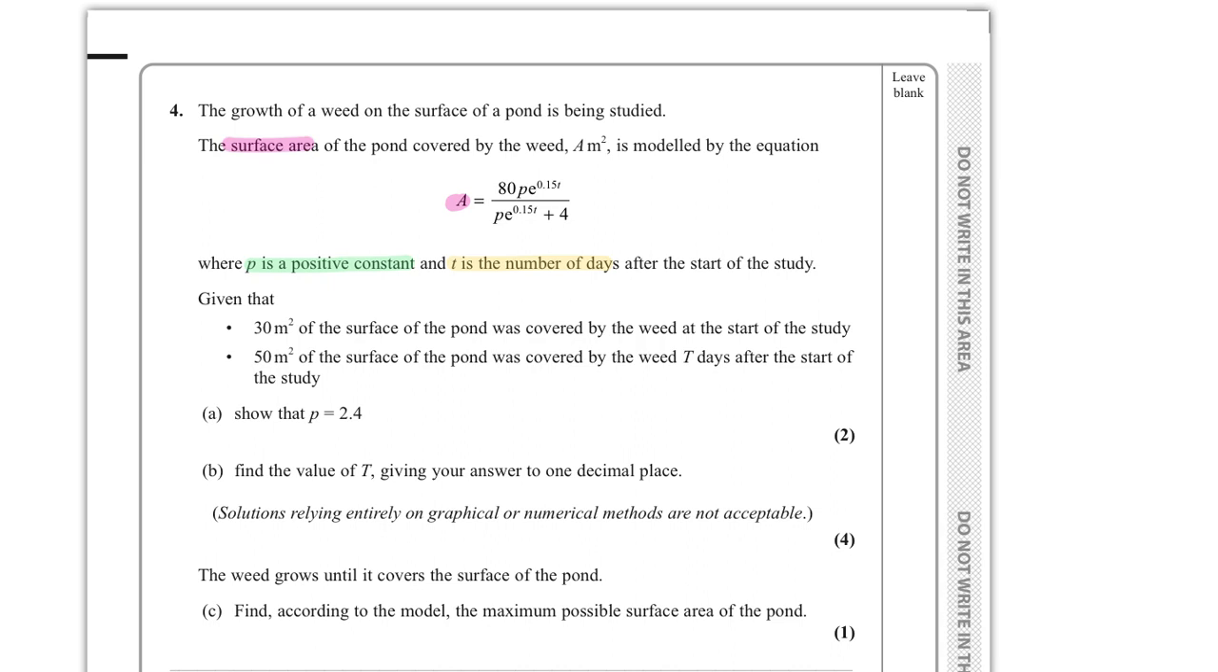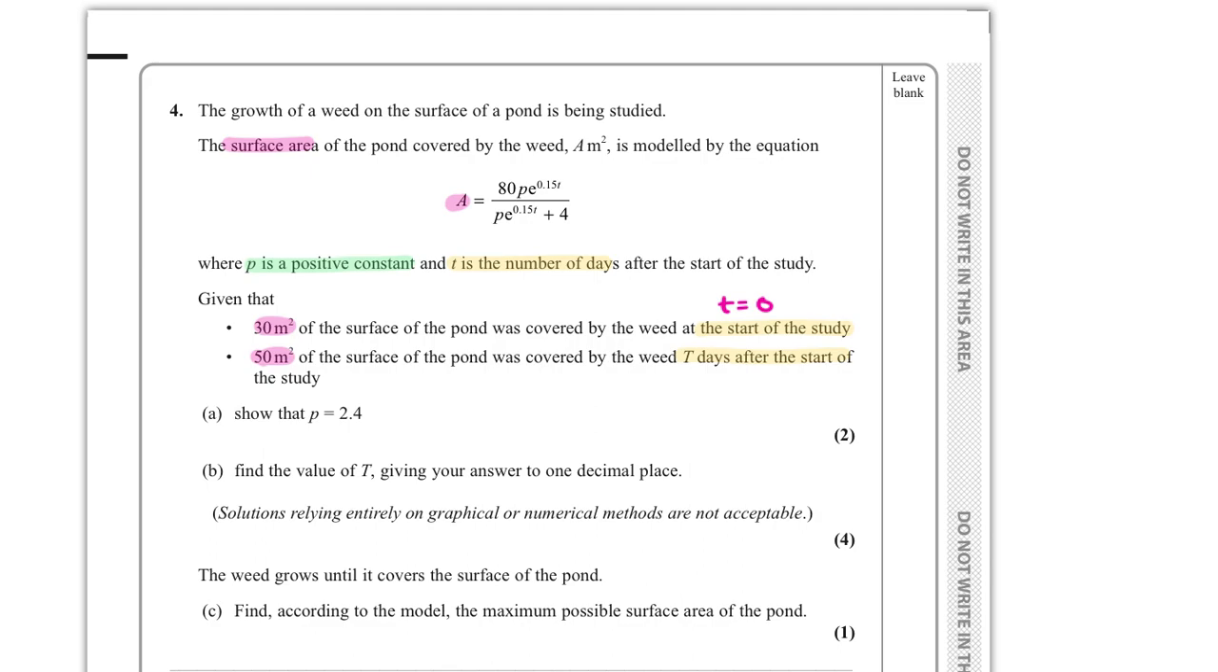So, given that our A is 30, of the surface of the pond was covered by the weed at the start of the study. So at the start of the study, we immediately know that T equals 0. It then says 50 metres squared of the surface, so again, this is our A, was covered by the weed T days after the start of the study. Show that P equals 2.4.